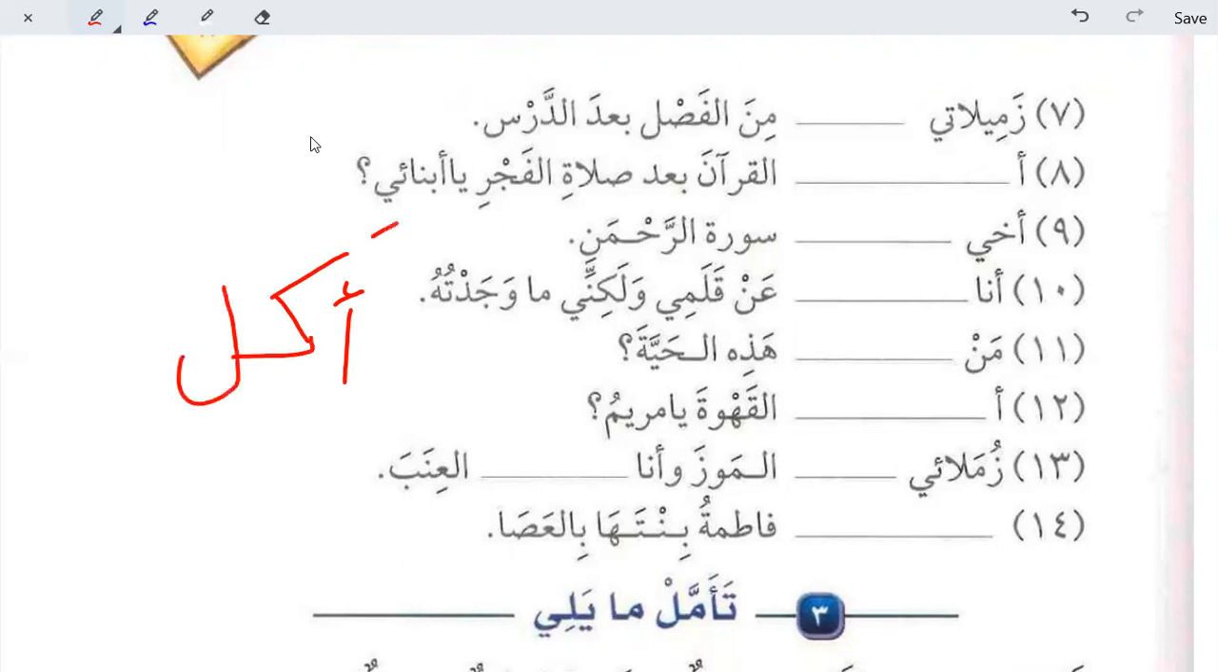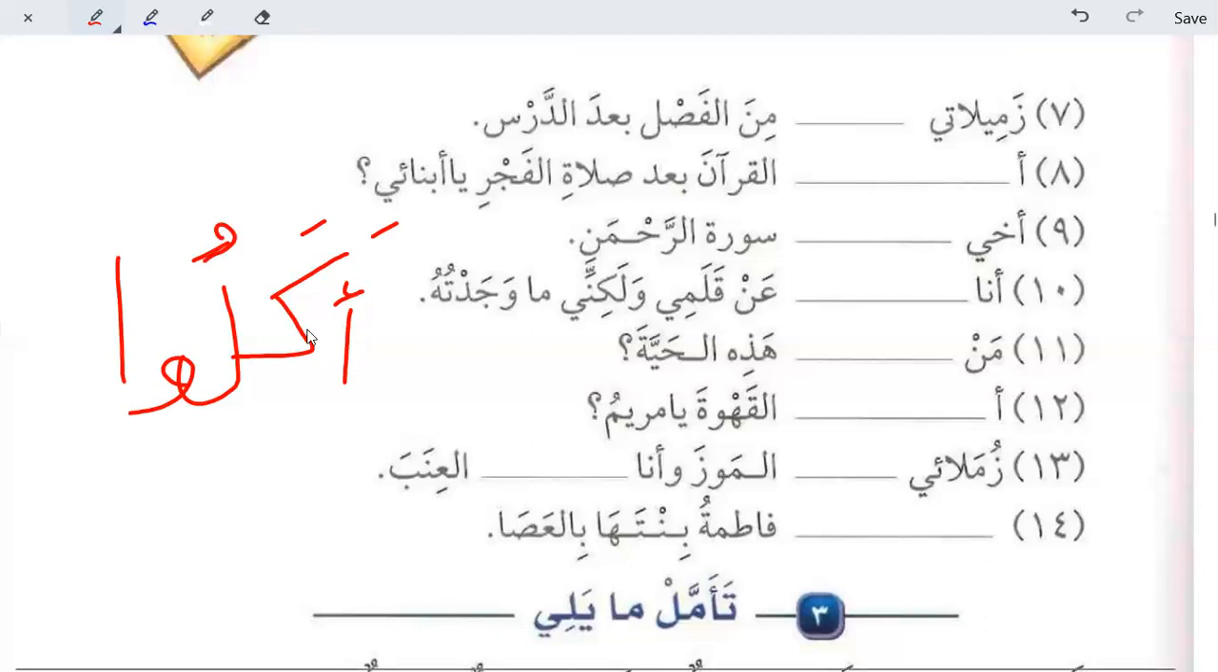Akala means he ate, but here we need they ate. What is Arabic for they ate? Akalu. Zumalai akalu. Ana akaltul inaba. Ana akaltul inaba, correct.